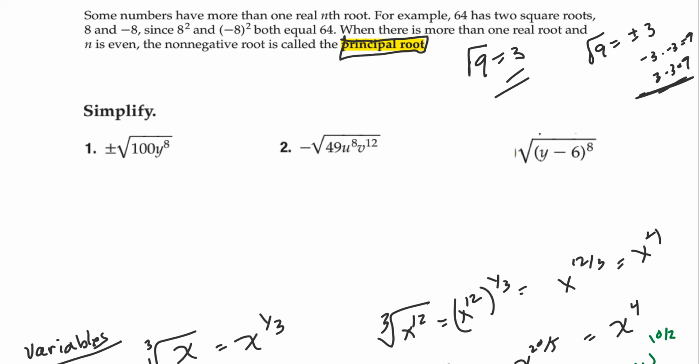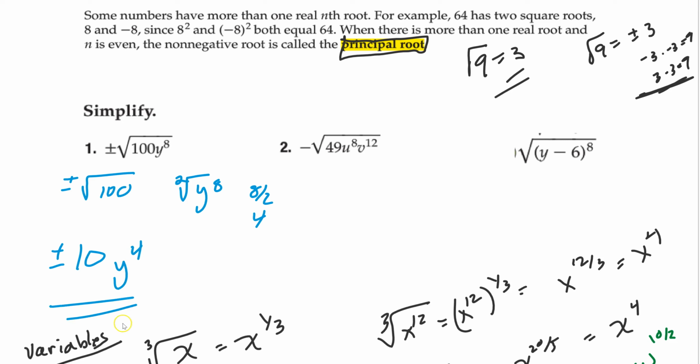When I do these problems, I kind of separate it. I go, okay, plus and minus the number, and then the square root of y to the 8, because this makes it easier for me. Square root of 100 is 10, so plus and minus 10. And then, again, all I'm going to do is divide the 8 by the root there. There's no power, so it's a 2. 8 divided by 2 is 4, so this is y to the 4th.